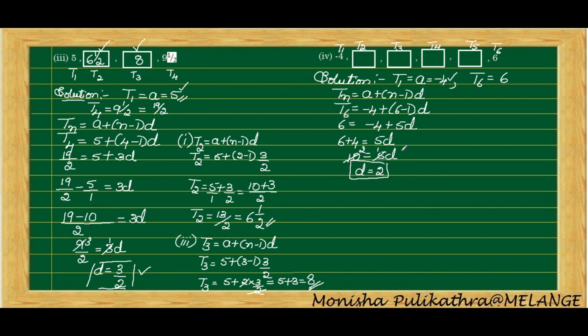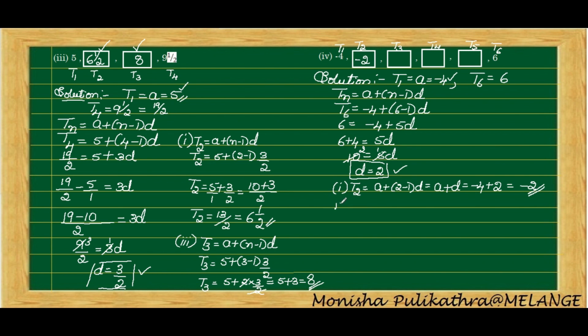So we have the first term and the common difference. So what we need to find out is T2, T3, T4 and T5. So first one is T2. So T2 is A plus, instead of N we can write 2. So 2 minus 1 into D, that is A plus 2 minus 1 is 1. It will become A plus D. So what is A here? A is minus 4 and D is 2. So minus 4 plus 2 is minus 2. So the value for T2 is minus 2. So we need to fill the box. It is minus 2.